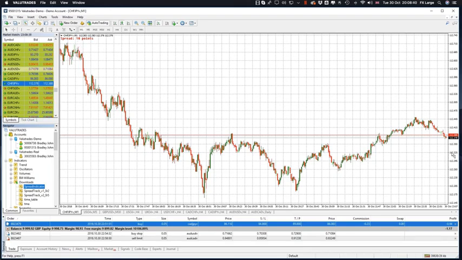It's actually 1 pip, and you can see the line is a bit fatter. So basically, to answer your question, Liam, spread's important if you are scalping and you're struggling to beat the spread. If you're trading longer time frames, then it's really not an issue.